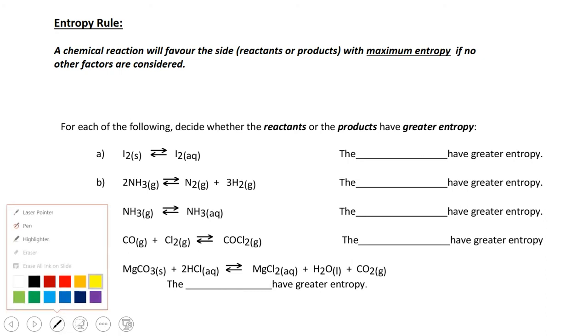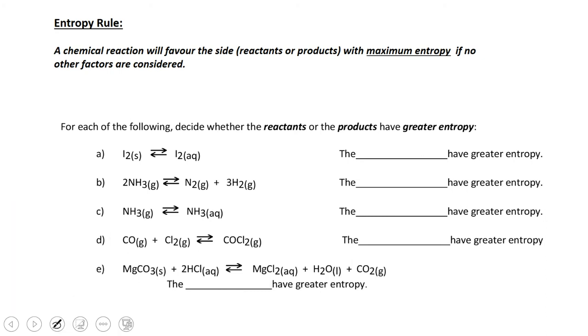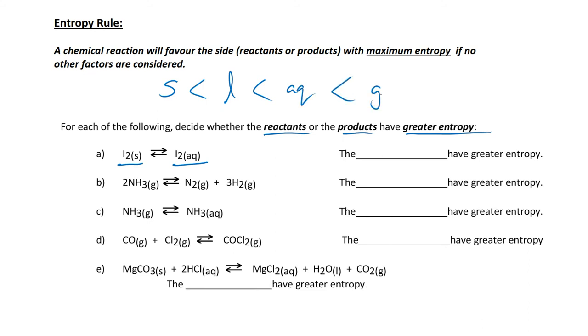So here are some examples, and notice I'm just going to look at the phases in my system here. All of these have the double arrow. These are all systems at equilibrium. So we've got reactants and products both present. That reaction is happening already in the forward and reverse direction. So all we're trying to decide here is, do my reactants or products have the most entropy? Solids have less than liquids, which have less than aqueous, which have less than gas species.